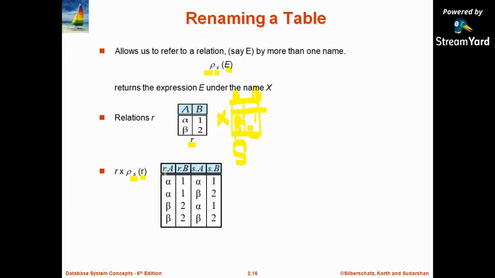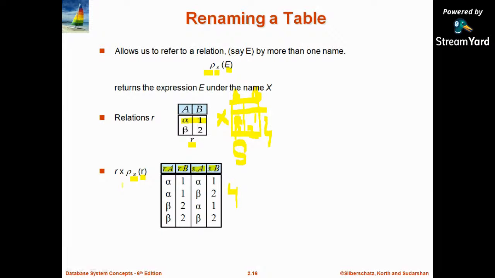Now you have to do the Cartesian product. You can see that the field names are the same in R and S. So you have to prefix them with R dot A and S dot A. B is also the same, R dot B and S dot B. The first row has to be combined with these two and the second row has to be combined with these two. So you will get 4 rows. So this is the renaming.